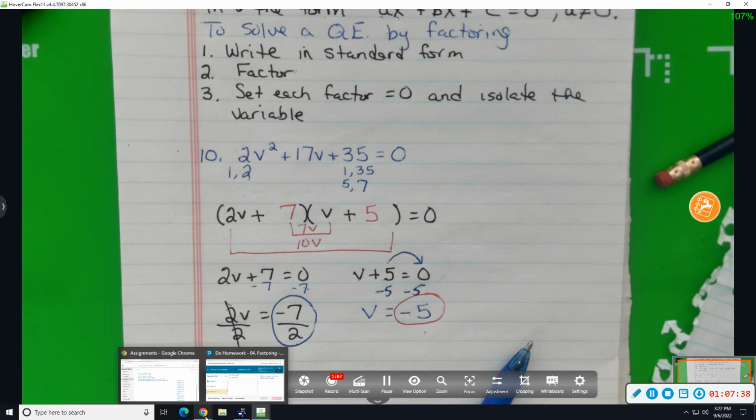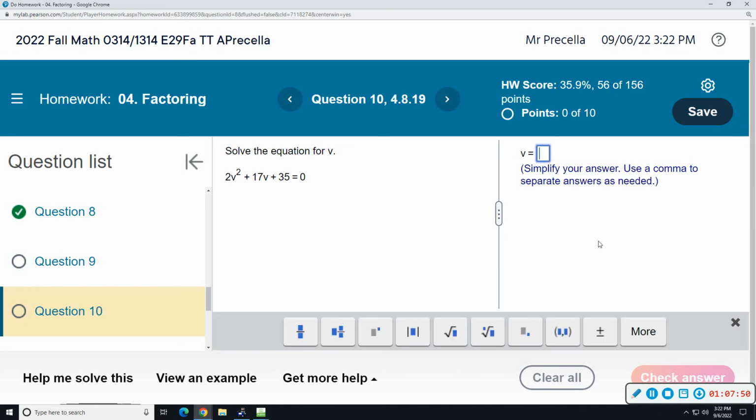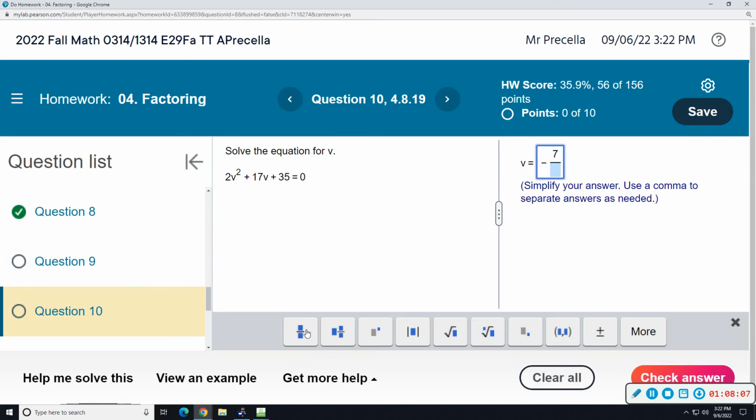Okay, any questions? We're going to go type in these answers. Notice they already have the v equals written for us. They want us to use a comma to separate the answers as needed. So I have, I guess most of y'all are using the fraction hot button, but I wanted to point out, if you just have number over number, you can use that slash bar on your keyboard. Negative 7 divided by, look what it did. The slash created the fraction, and I put the 2 there.